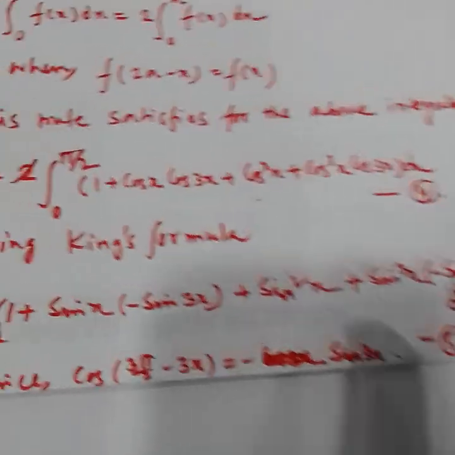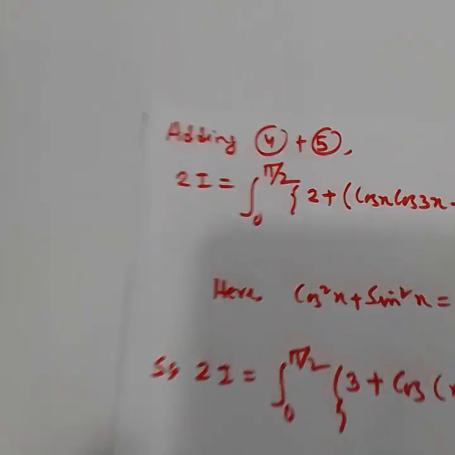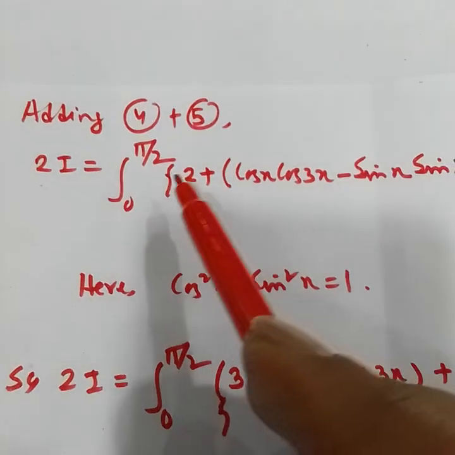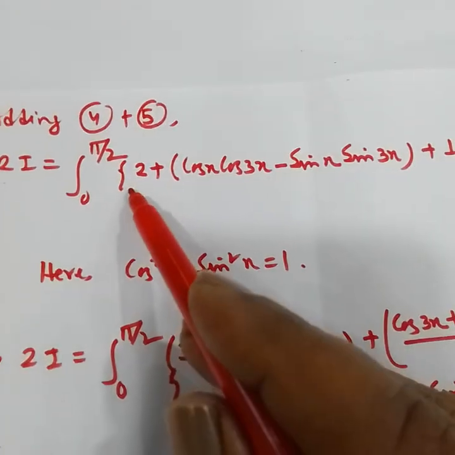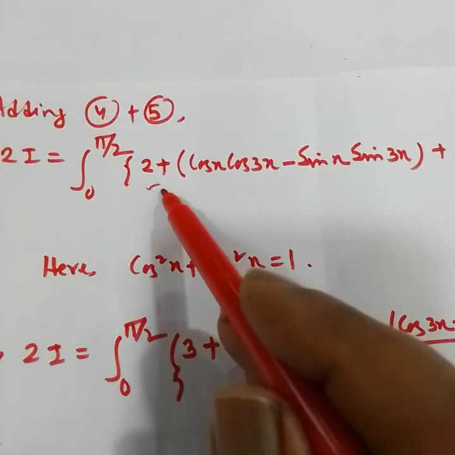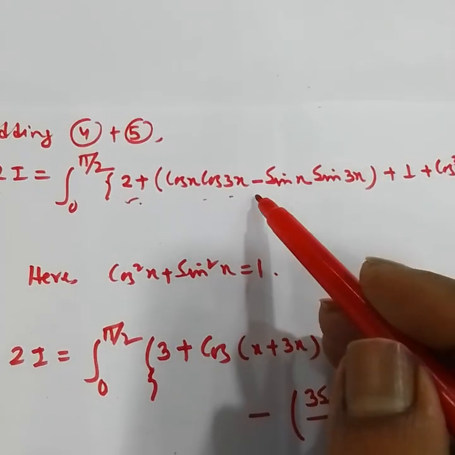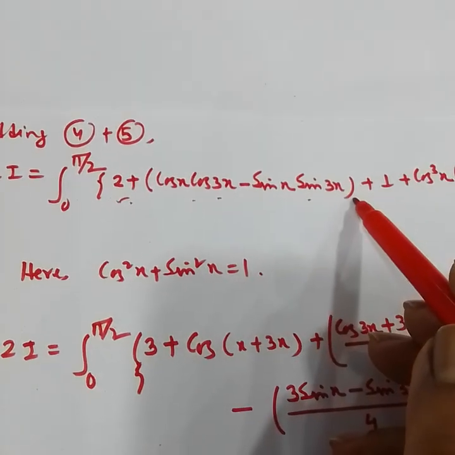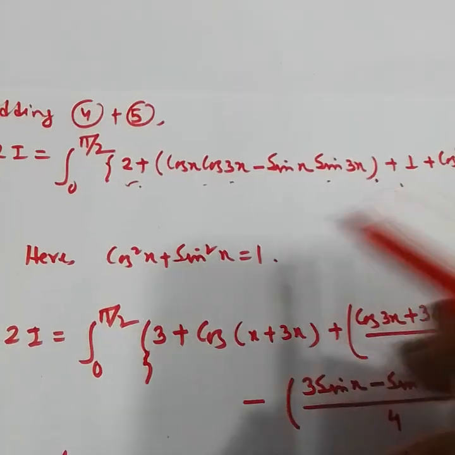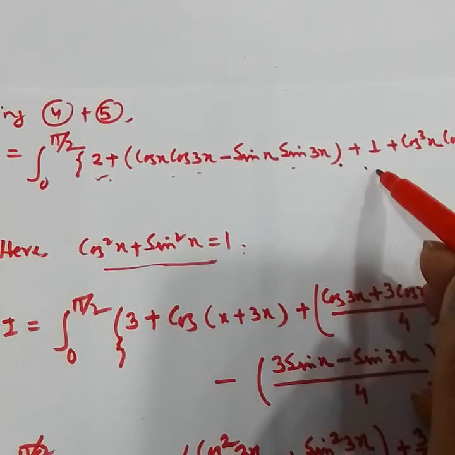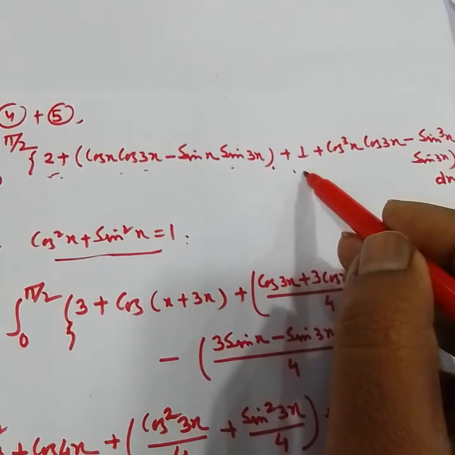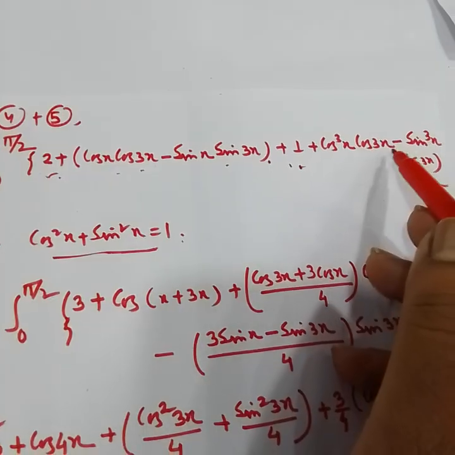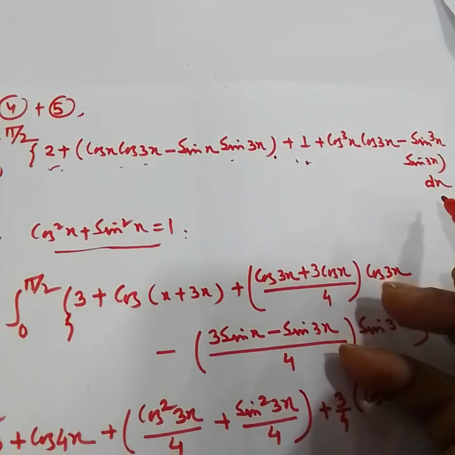So adding 4 and 5, we get twice I equals the integral from 0 to pi by 2 of 1 plus 1 makes 2, cos x cos 3x minus sin x sin 3x plus 1. Here cos square plus sin square becomes 1. That is why I have written 1 here. And cos cube x cos 3x minus sin cube x sin 3x into dx.